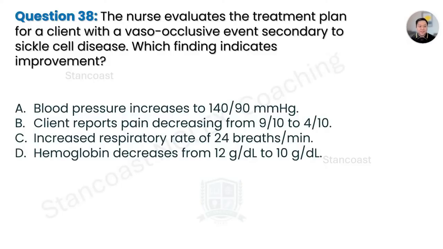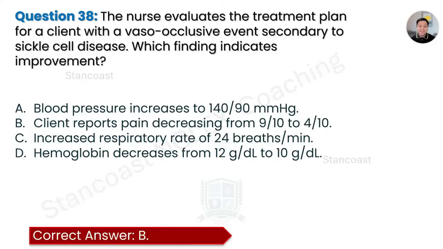The nurse evaluates a treatment plan for a client with a vaso-occlusive event secondary to sickle cell disease. Which finding indicates improvement? A, blood pressure increases to 140/90 mmHg. B, client reports pain decreasing from 9 out of 10 to 4 out of 10. C, increased respiratory rate of 24 breaths per minute. And D, hemoglobin decreases from 12 grams per dL to 10 grams per dL.